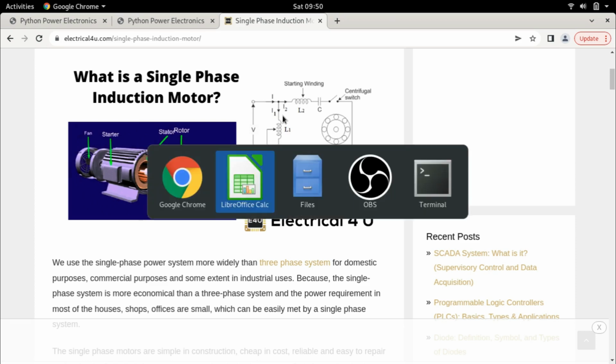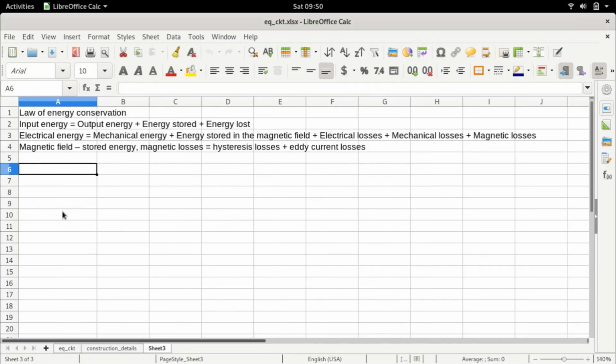So let's go back here to our sheet and let's do that. So let me just quickly draw the circuit.